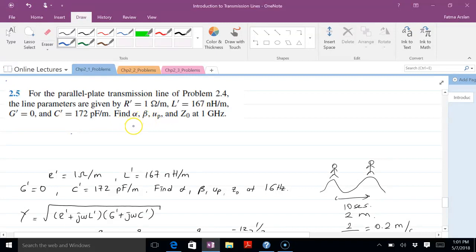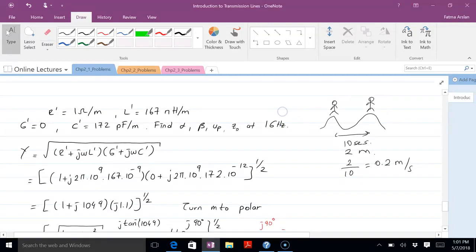The first one is attenuation constant. Second is the propagation phase constant. Third one is the propagation velocity. Z0 is the characteristic impedance of the transmission line. And all of these we're going to calculate at 1 gigahertz. The frequency of applied voltage really changes many of these constants. So here are the features of the transmission line.